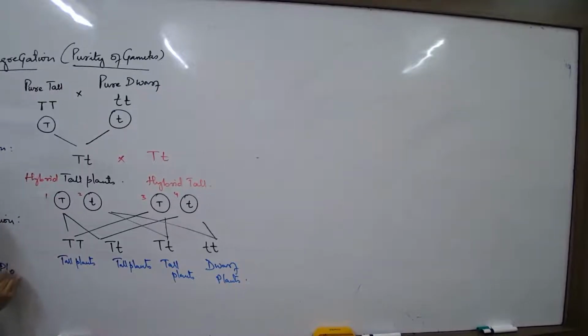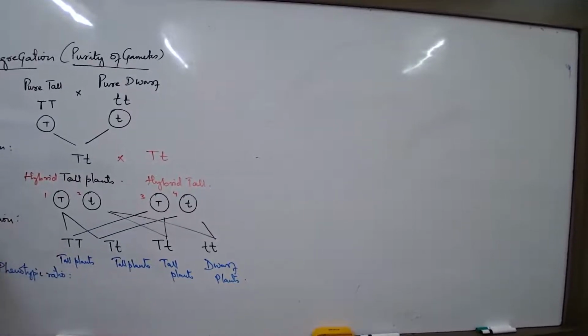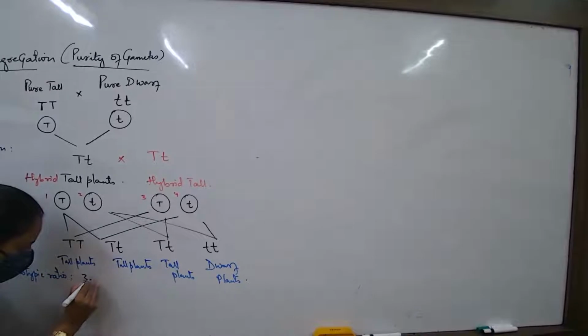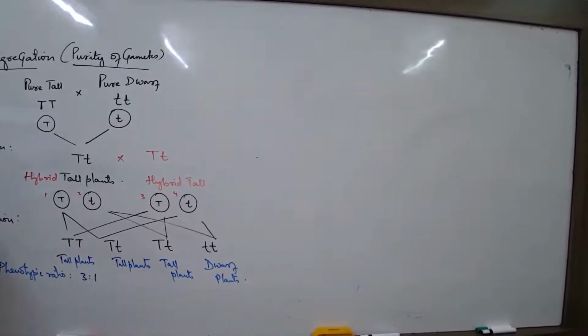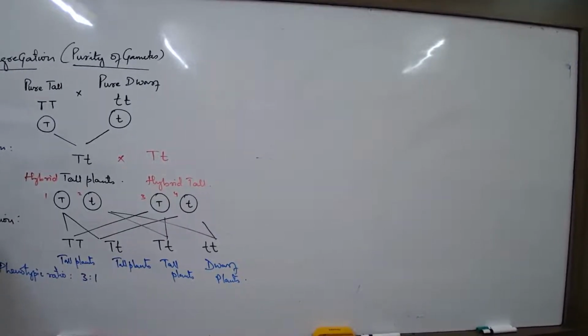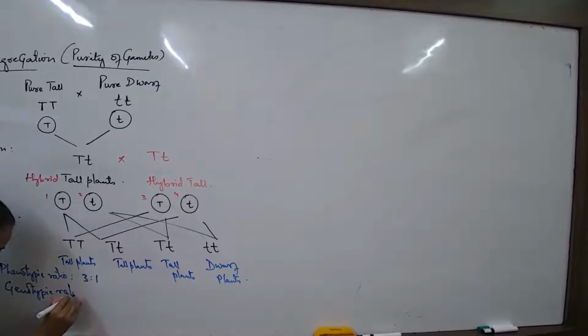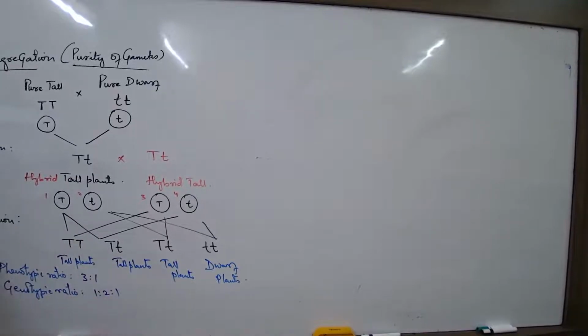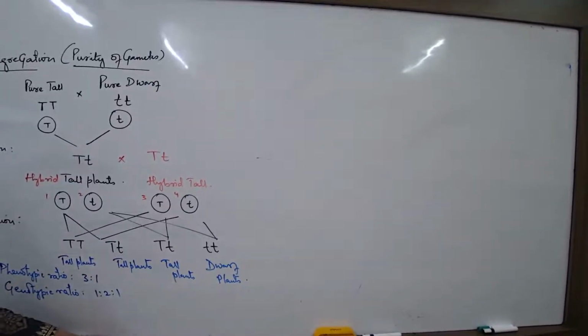Now we will write down the phenotypic ratio. Phenotypic ratio is what? Out of 4, how many are tall? 3. How many are dwarf? 1. So 3:1 is the phenotypic ratio. How many types of genotype do you see here? 3. 3 types of genotype, and they are in what proportion? 1:2:1. So here we are writing down the genotypic ratio 1:2:1, and this is for a monohybrid cross.